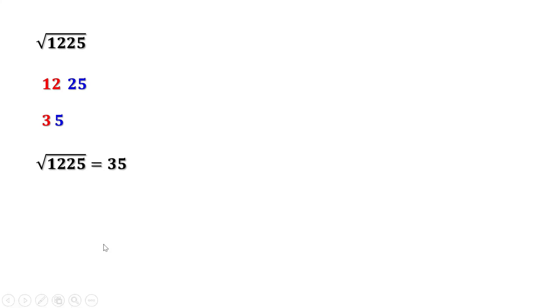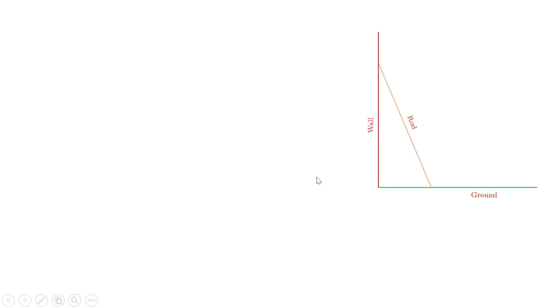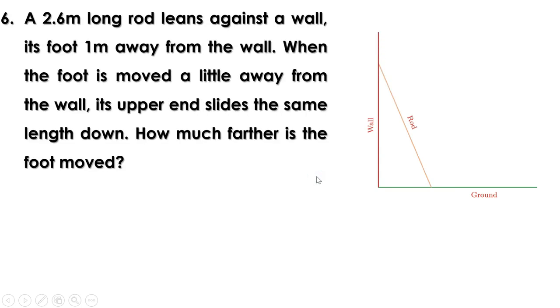Remember one thing, that we can use this method to find the square root of perfect squares only. Mostly we will be given perfect squares. So after getting the answer, if you want, you can find the square and check whether your answer is right or wrong.